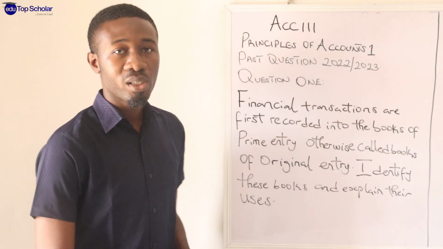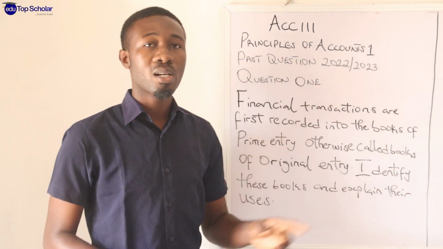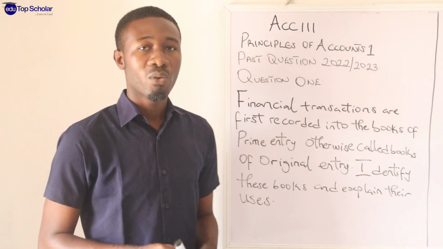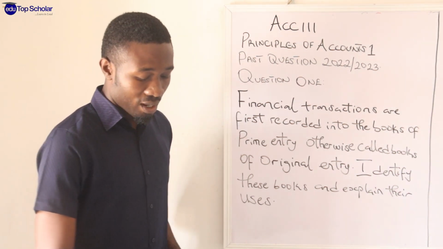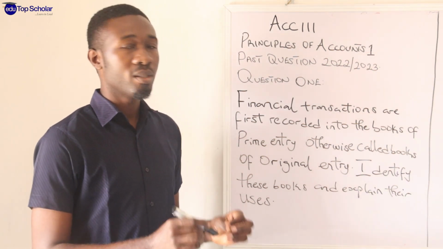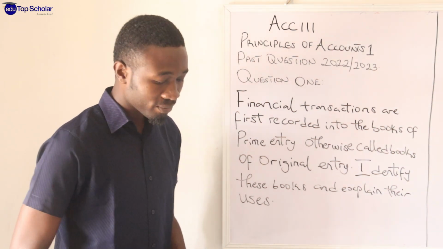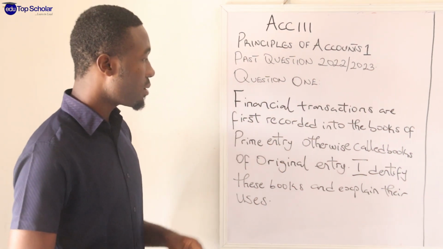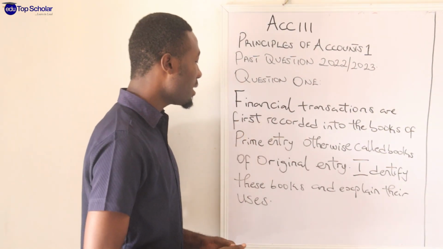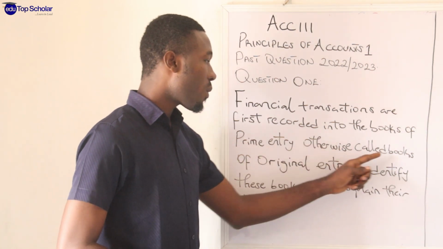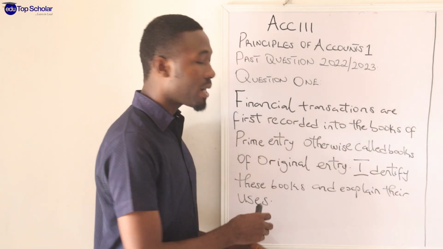So today we will be dealing with ACC 111, Principles of Accounting 1, past questions for 2022/2023. We have about 6 questions and we'll be dealing with them one after the other. To answer these questions, we'll be dealing with them in the exam mode: how you can answer these questions for exam purpose. So for number 1, this is the question. The question says, financial transactions are first recorded in the books of prime entry, otherwise called books of original entry. Identify these books and explain their uses.